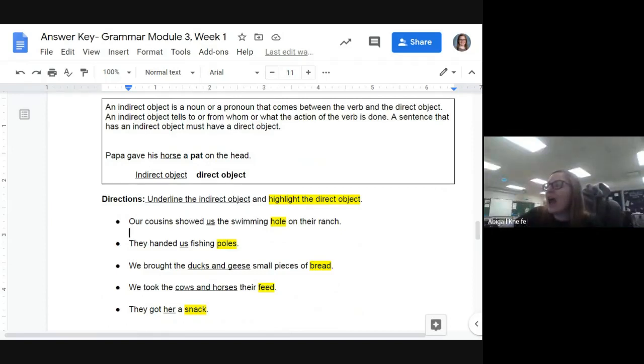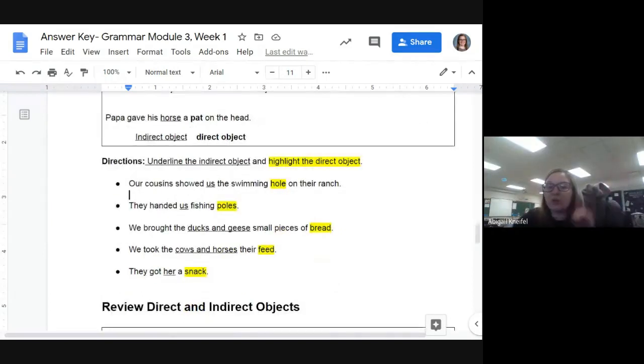We took the cows and horses their feed. What was taken? Feed. Who was it taken to? Cows and horses. Indirect object, cows and horses. Direct object, feed. They got her a snack. What was got? Snack. Who got it? Her. Okay? So does everyone see?